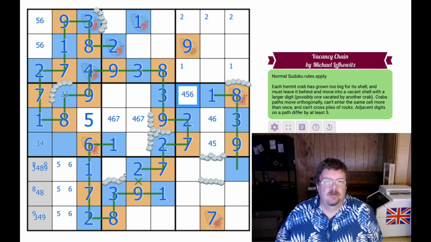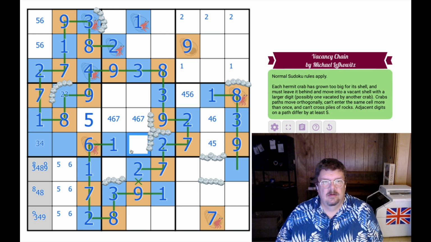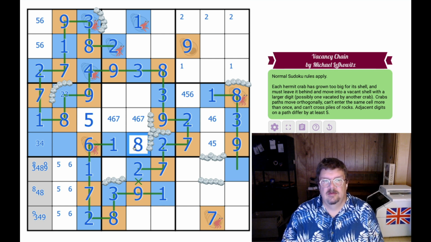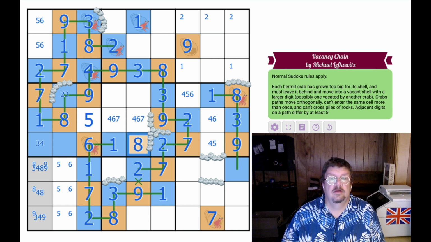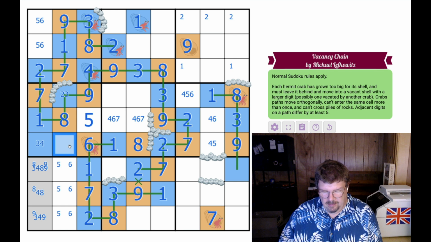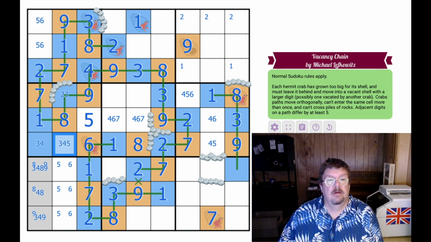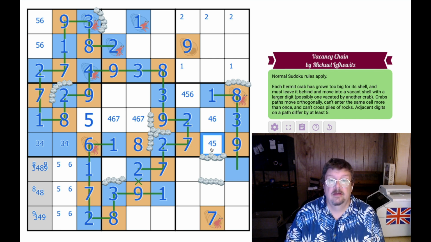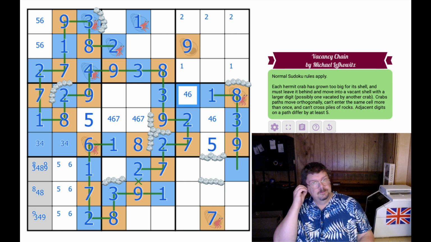All right, just spotted some Sudoku. That's an 8. It's the only place left in the row for it. That's 3, 4, 5 from the row, but not 5. There we go. That's a 2. That 3, 4 looks back over here. That's a 5, and that's not a 5.